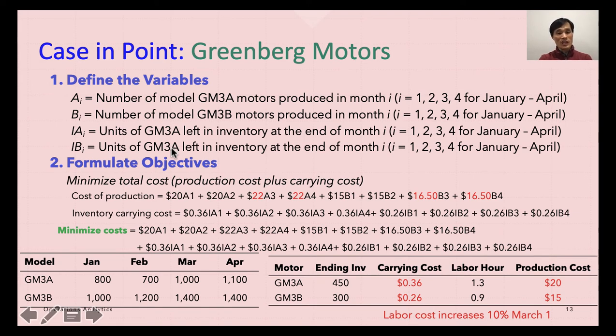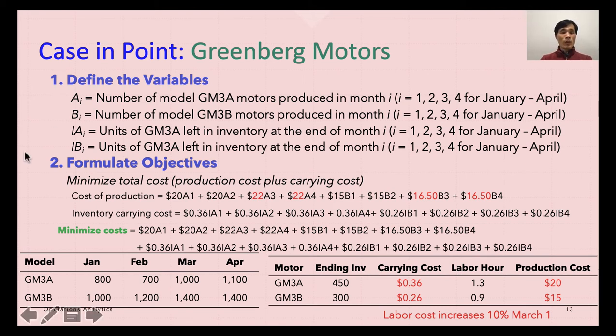GM3B, not GM3A. And formulate objectives. The second step, once you define these variables that you are going to be using, is to define the objectives. Our objective is to minimize the total cost that is incurred during our production schedule. So we want to minimize the production cost plus inventory carrying cost. Those are going to be combined together, and we are going to calculate that.